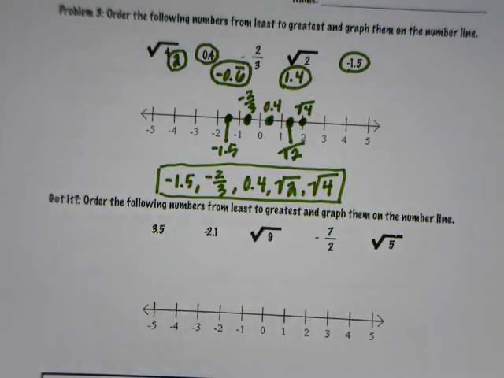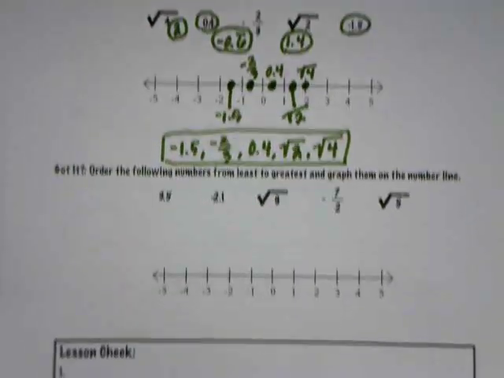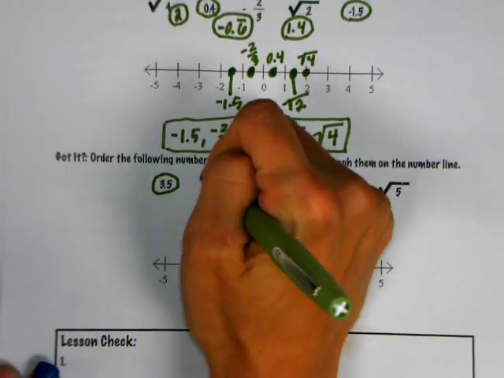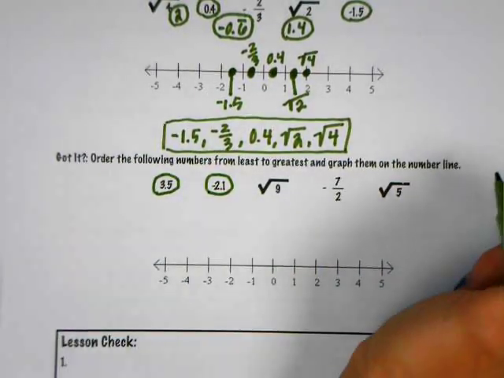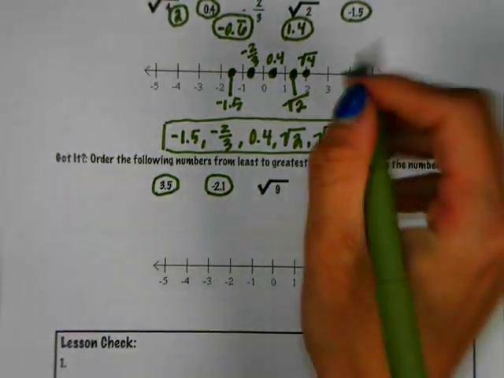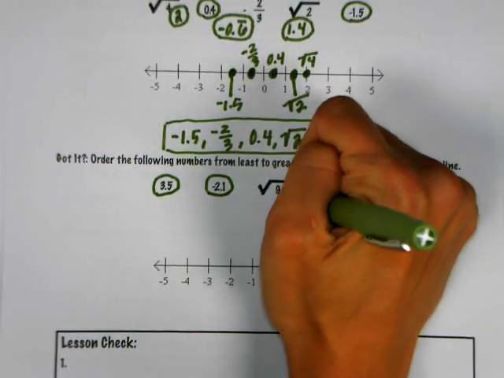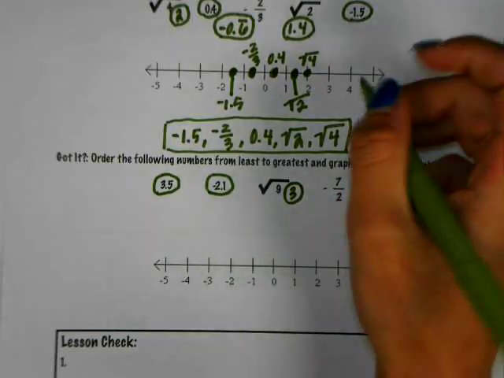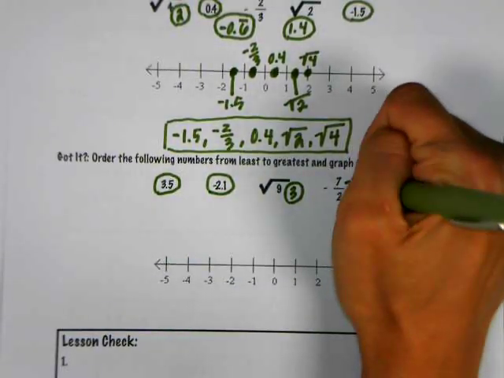All right, so for this one, 3.5 is already a decimal. Negative 2.1 is good. Okay, and then what's the square root of 9? 3. All right, you should have divided that in the calculator, 7 divided by 2, so you should get, I think, negative 3.5.